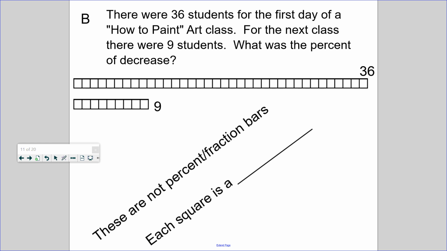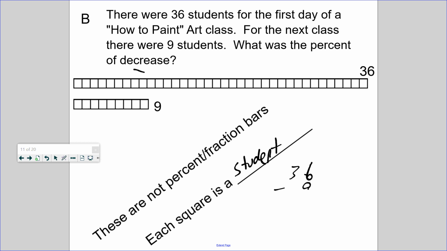So let's do it now without using percent or fraction bars. There were 36 students for the first day of a how-to-paint art class. For the next class, there were 9 students. What was the percent of decrease? So how is it changing? It started with 36, that's a lot of students, and then went down to 9 students. So each square represents a student. How would you describe the change? It went from 36 to 9.